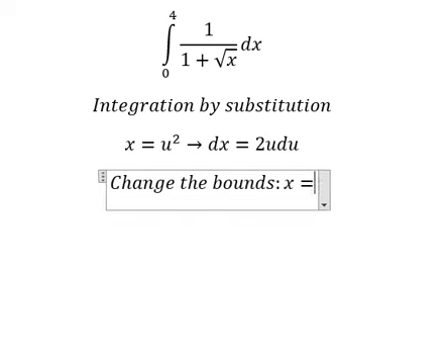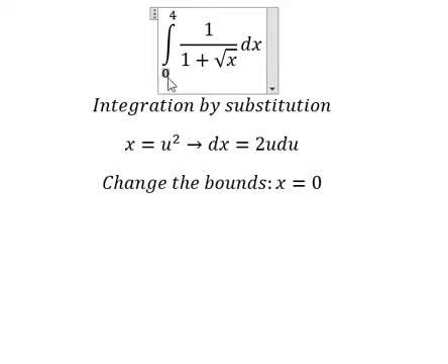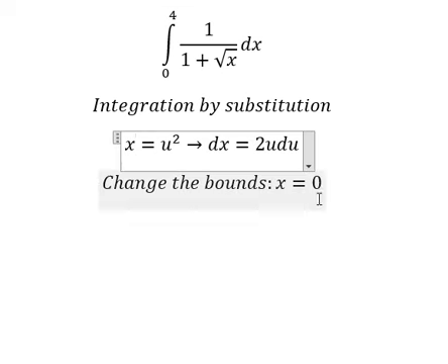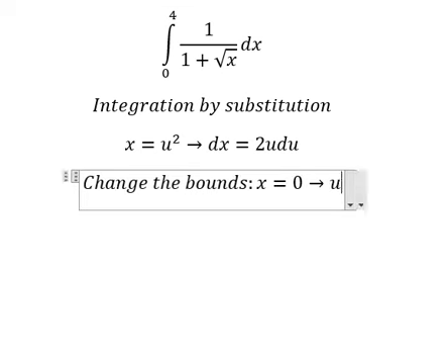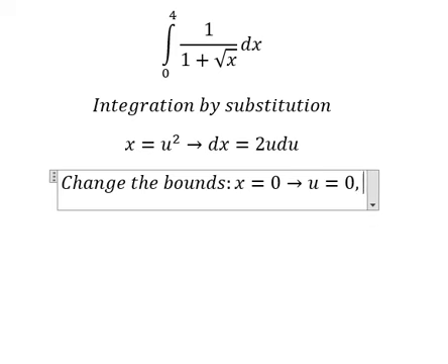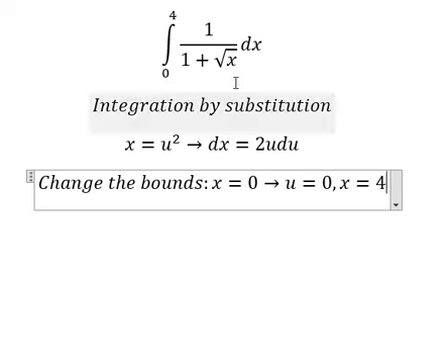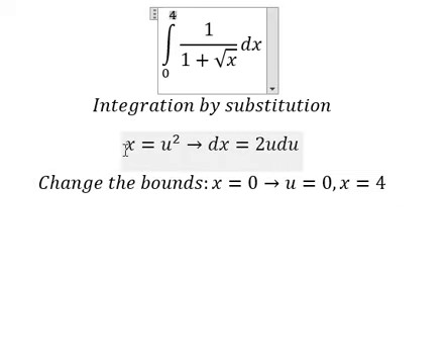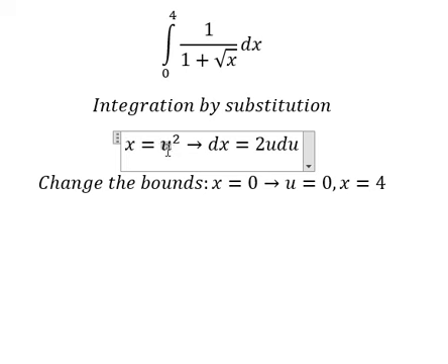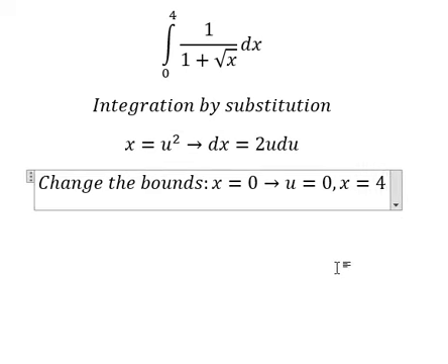When s equals number 0, we put number 0 in here, and we get u equals number 0. When s equals number 4, so we put number 4 in here to find the value of u. So u equals number 2.